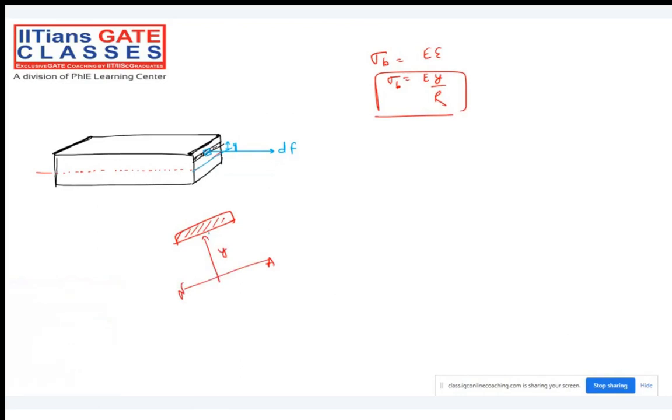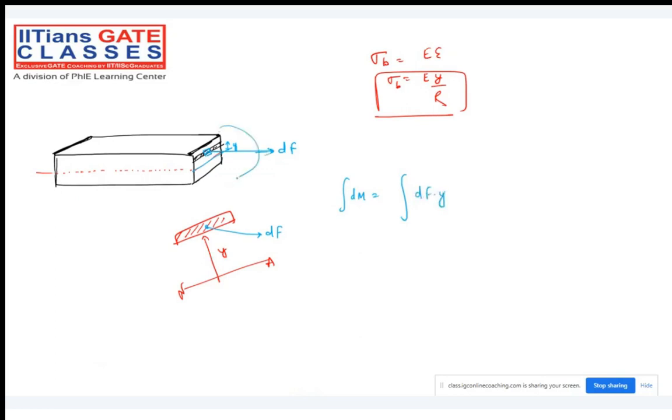Now you take the moment. What is the dM moment about this particular element? If I integrate, I'll get the whole moment of this particular force. So what is the moment? dF into y. Just try to imagine, dF into y will create the moment like this.